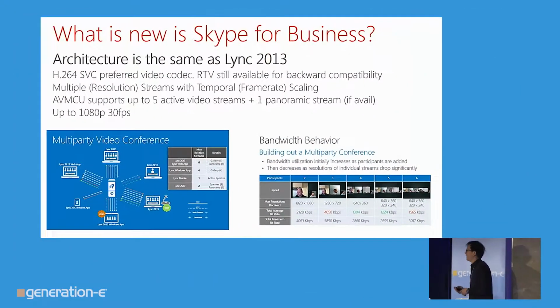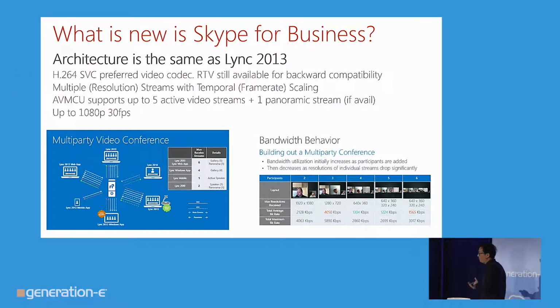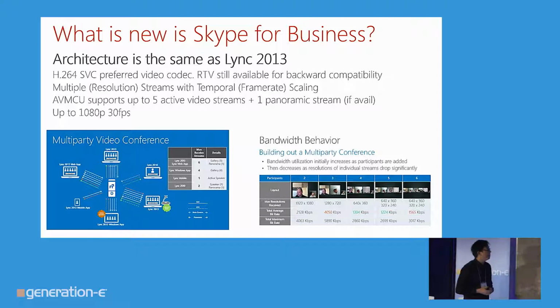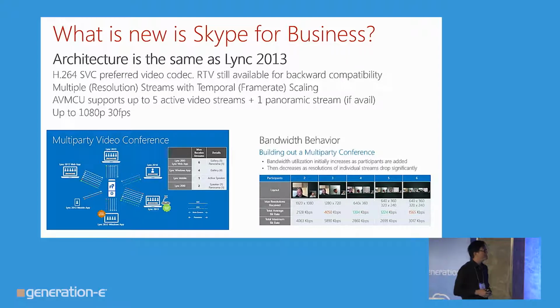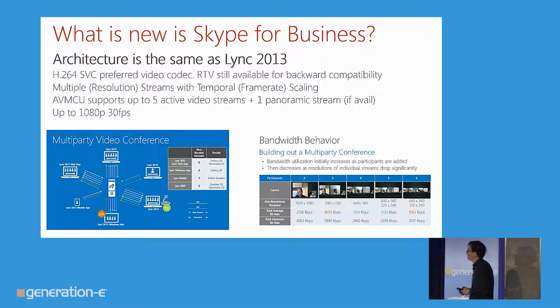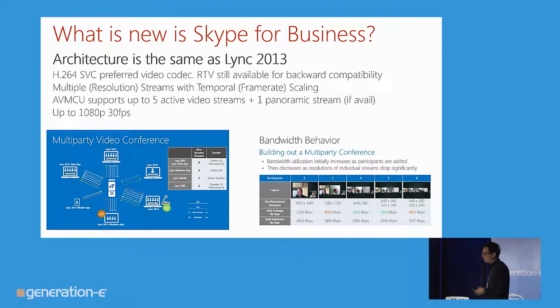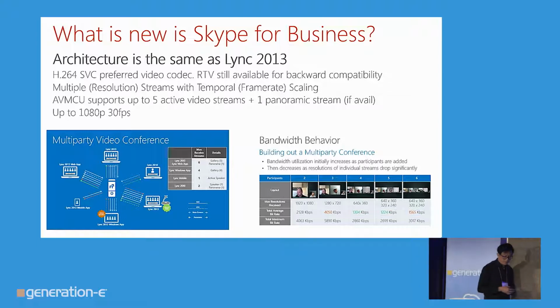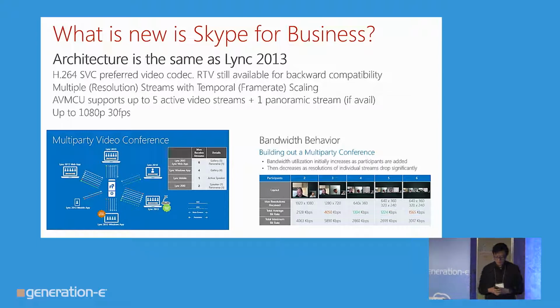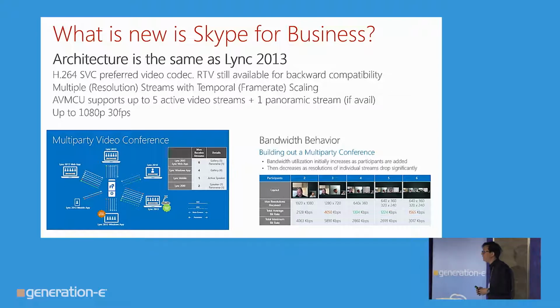From the architecture perspective, because Skype for Business really builds on top of what Lync Server 2013 had, it's pretty much the same. So H264 SVC is still the preferred codec when negotiating video calls. RTV is still available for backward compatibility with Lync 2010 clients. H264 SVC will support multiple resolution streams with temporal scaling. We'll talk a bit about that in the next few slides.